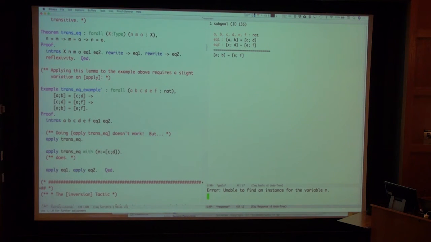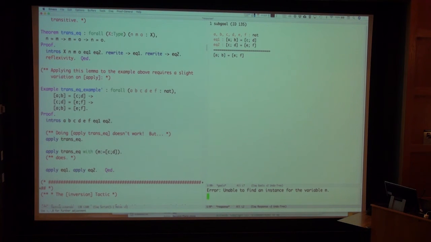Trans_eq does have a universal quantifier in the statement, over n. If we printed the type of trans_eq, it would be for all x, for all n m o. So trans_eq is a completely generic theorem. It works for any n, m, o of any type x.